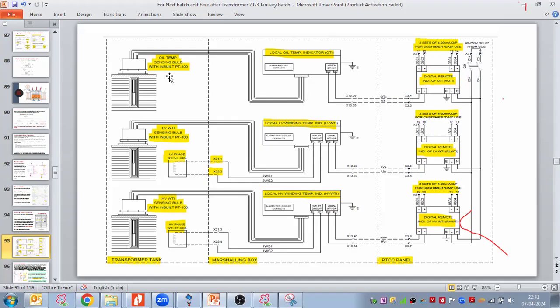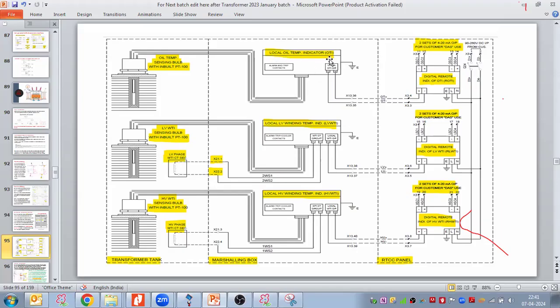So we take RTD, PT100 is the RTD model, PT100. So the LV WTI sensing bulb, and along with that we are putting the CT on the WTI, and from that also we are sensing the winding temperature through the current. And then we have HV WTI, and then the HV phase WTI CT we are putting, and through this current also we are sensing the heat. And connecting to the transformer marshalling box here.